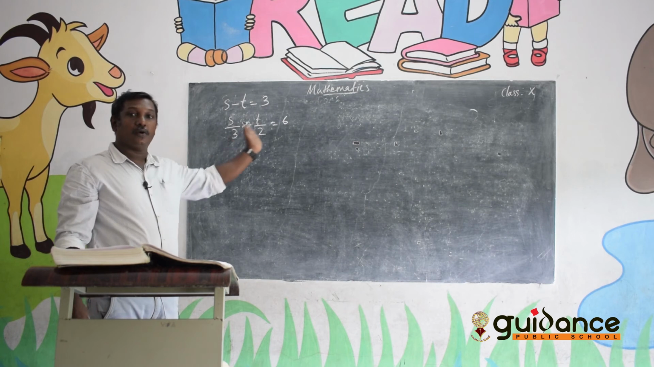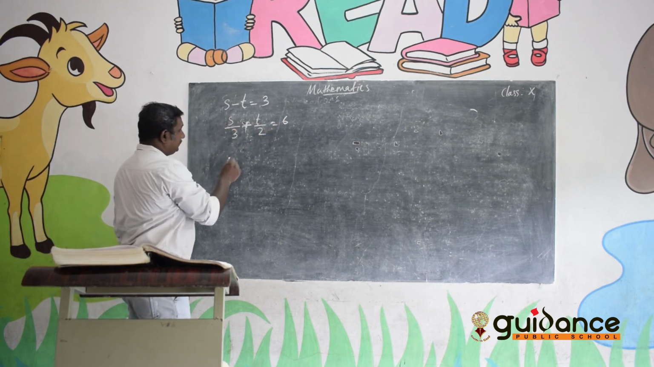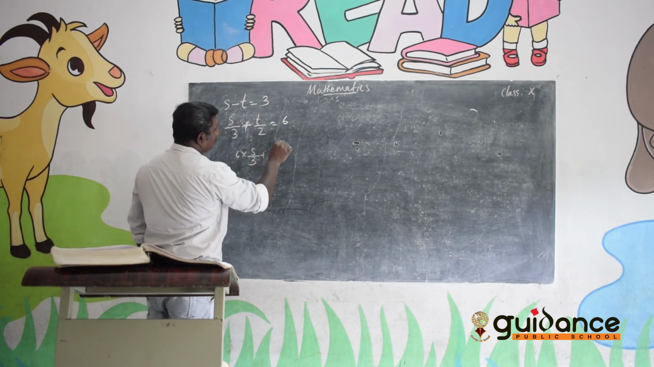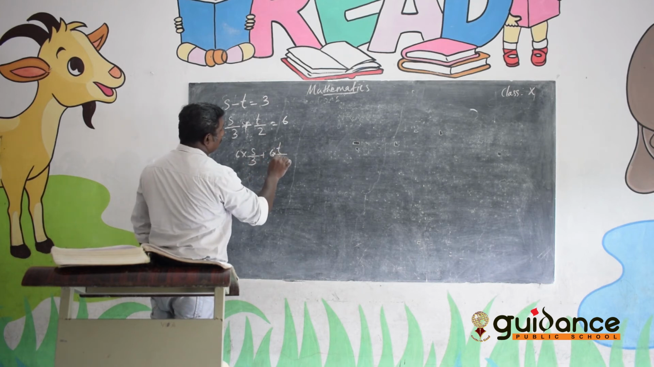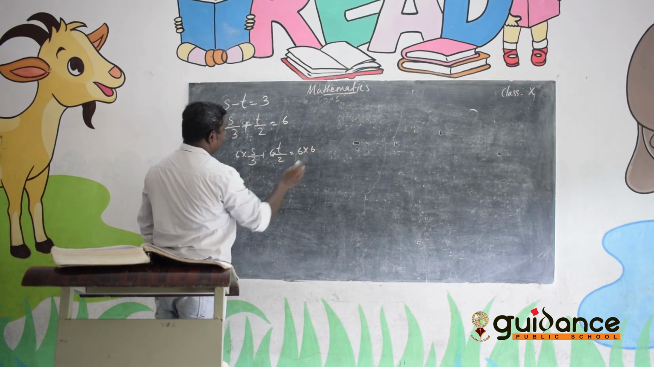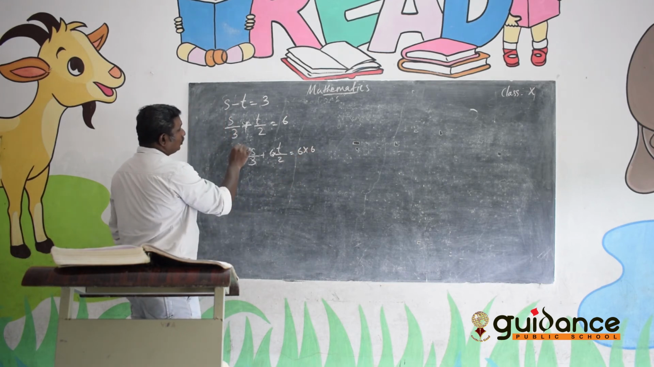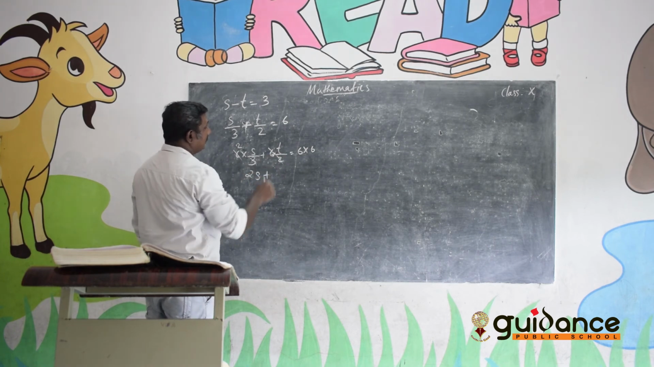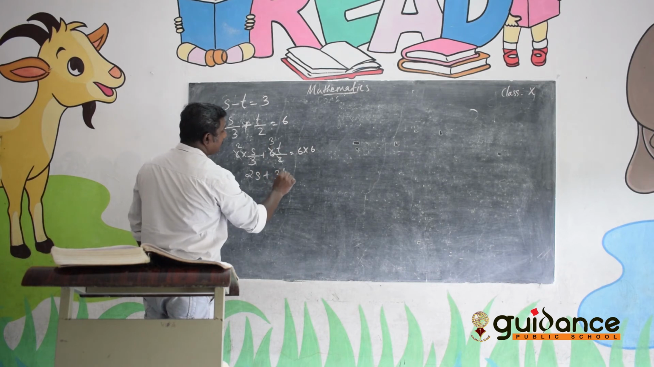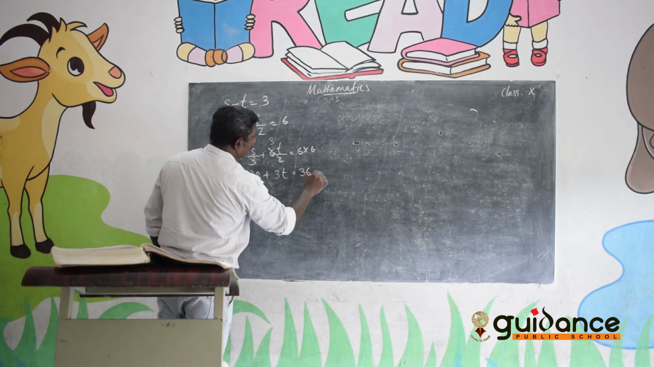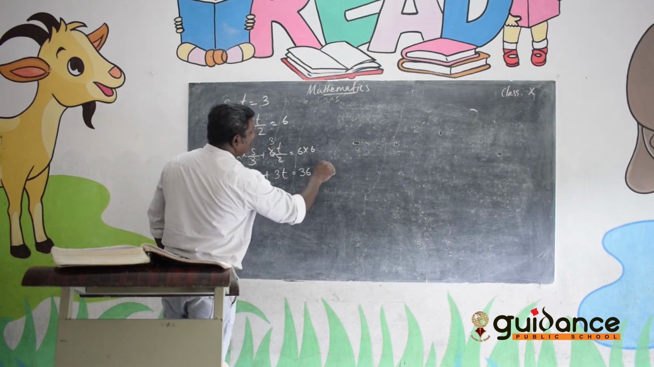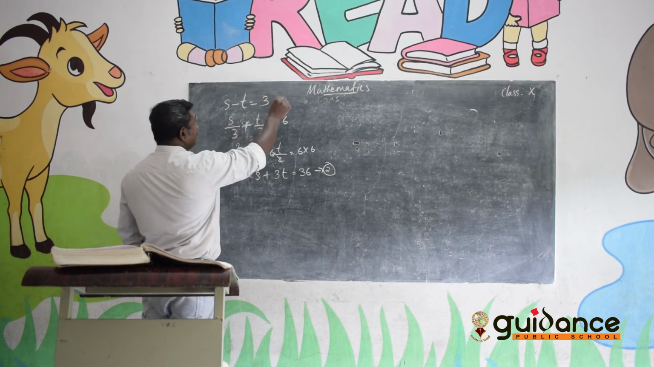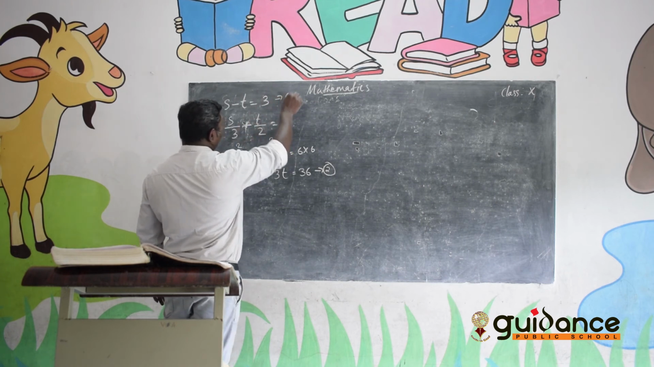We multiply throughout all the terms by 6, which gives 6 into s by 3 plus 6 into t by 2 equals 6 into 6. So 3 and 6 cancel, it will be 2s, then 2 and 6 cancel, it will be 3t, equal to 36. We rewrite the second equation as 2s plus 3t equal to 36, and the first equation is s minus t equal to 3.